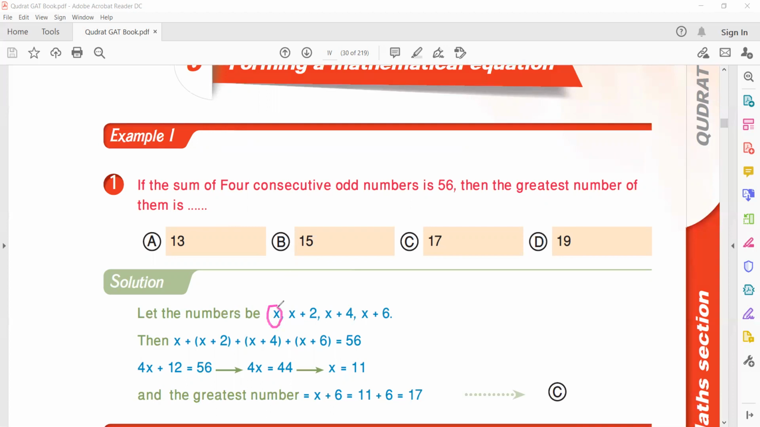X. Look here. The second number, because he said consecutive odd numbers, is X plus 2. The third number is X plus 4. The fourth number is X plus 6. Then you add the numbers: X plus X plus X plus X is 4X. Also, 2 plus 4 plus 6 is 12. All this equals 56.